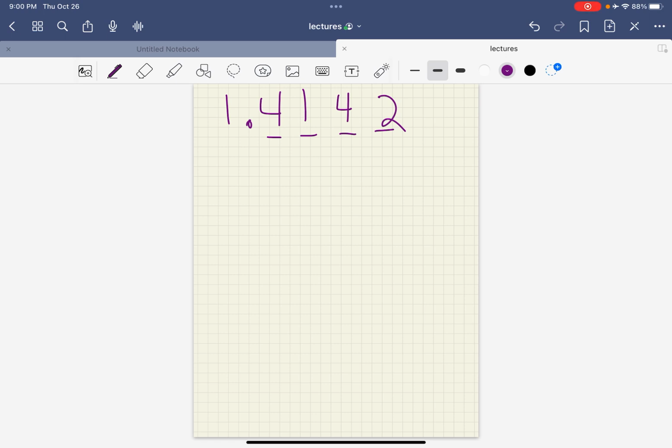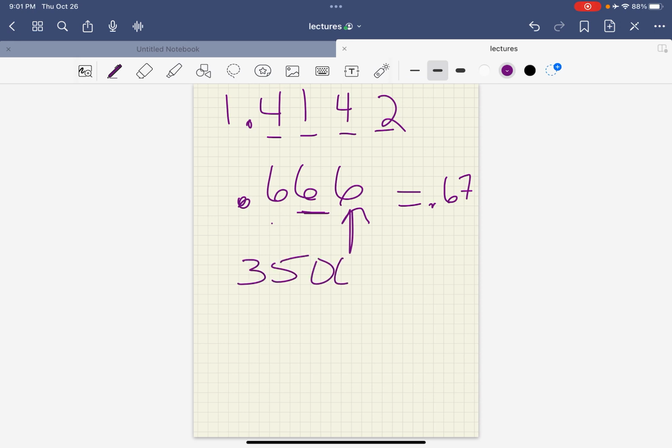And then part B is to round 0.6 with a bar on the top to the nearest hundredth. So that's point, you can write it as many times as you need to, but if we're going to round it to the tenths, hundredths, we have to look at this. So the 6 is big enough to change it, so that becomes 0.67.